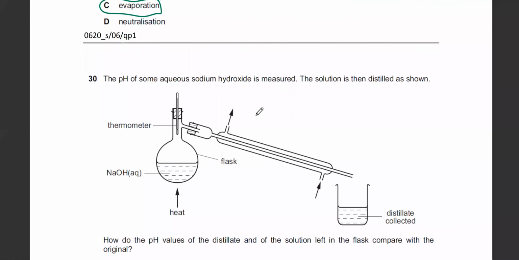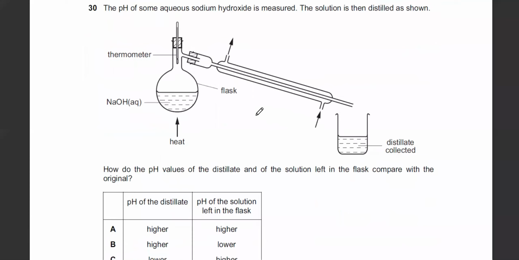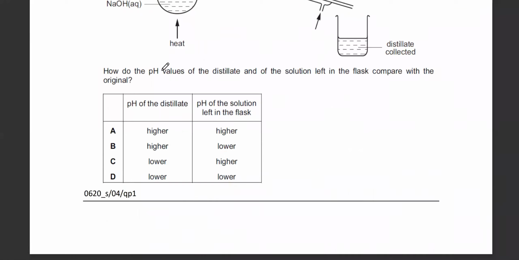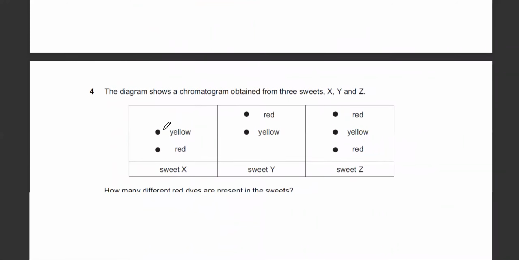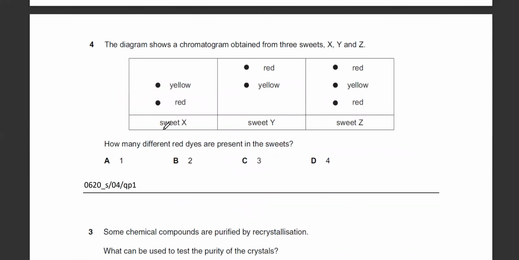Next one is the pH of some aqueous sodium hydroxide is measured. The solution is then distilled as shown. I'm going to ignore this for now because pH, I mean, that comes much later. So let's ignore that question for now, because I would have to explain the whole pH thing, which you wouldn't get right now at least.